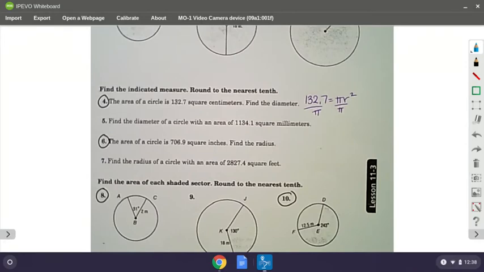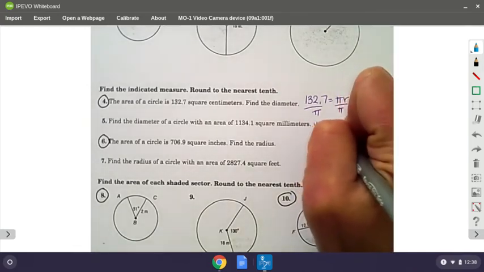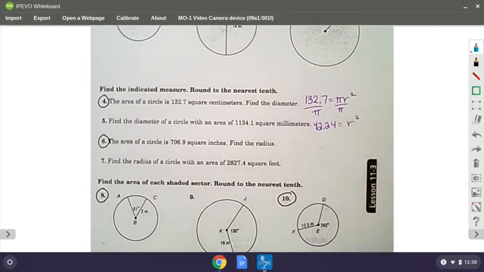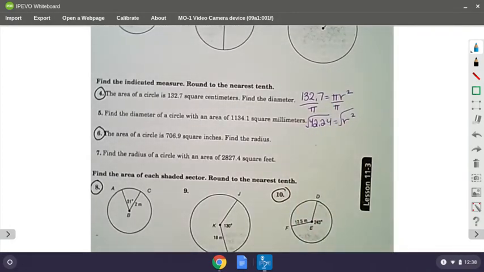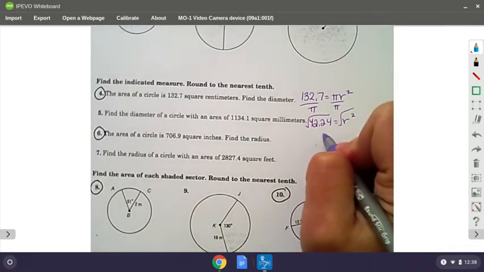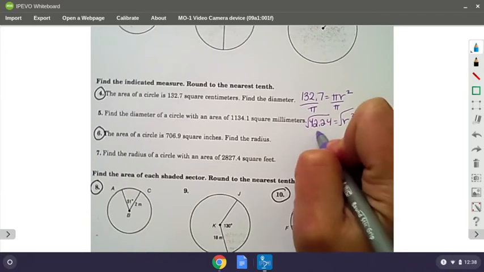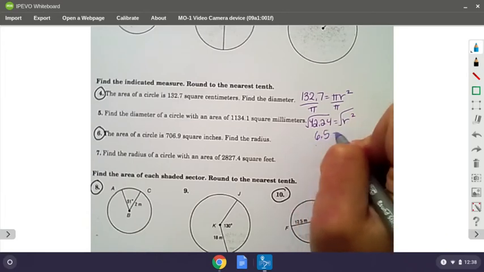132.7 divided by pi is 42.24, equals r squared, and then you're going to take the square root of both sides, which is 6.499, so we'll just go with 6.5.